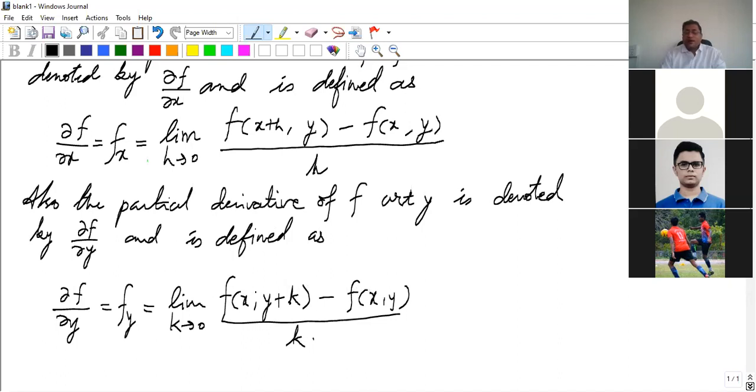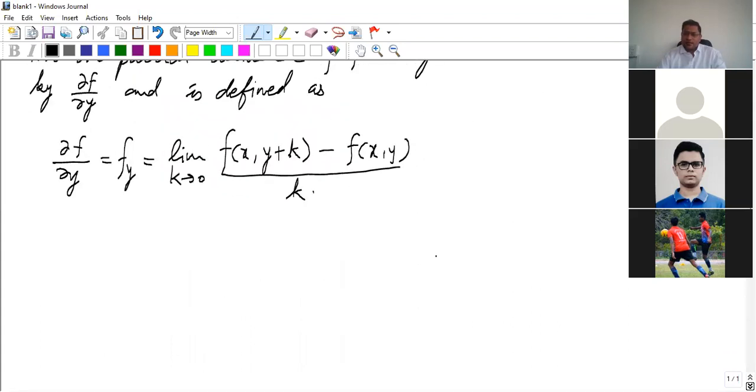So x remains as it is, it is treated as a constant. In the first derivative, when we find the derivative with respect to x, we treat y as a constant, so there is no change in y. And when we consider the derivative with respect to y, we treat x as a constant. There is no change in x. Are you getting this? Is there any doubt now? No, sir. Okay, that's good.